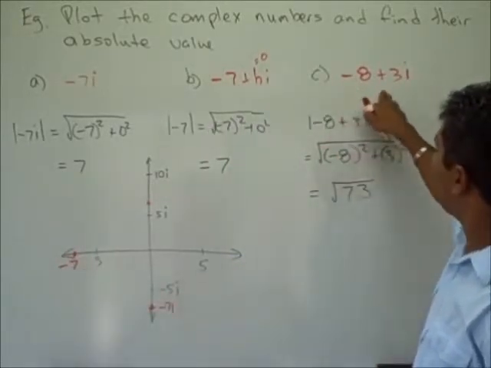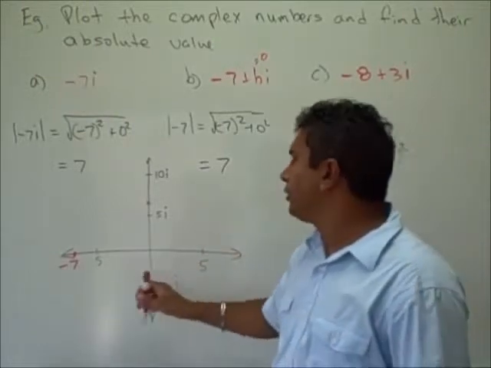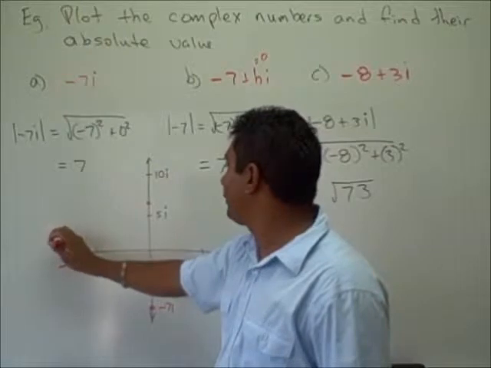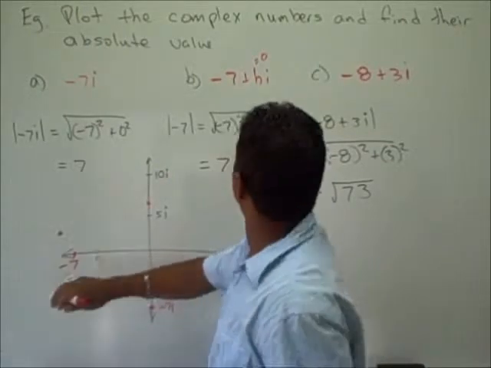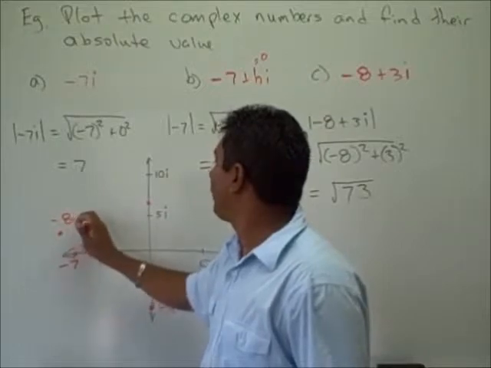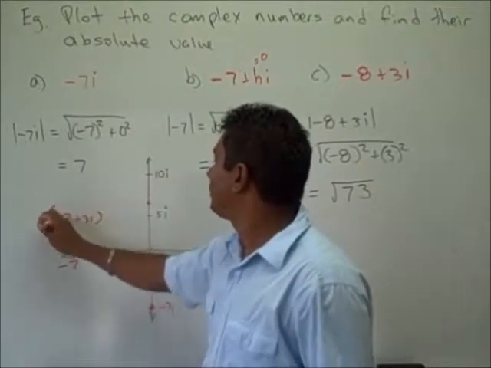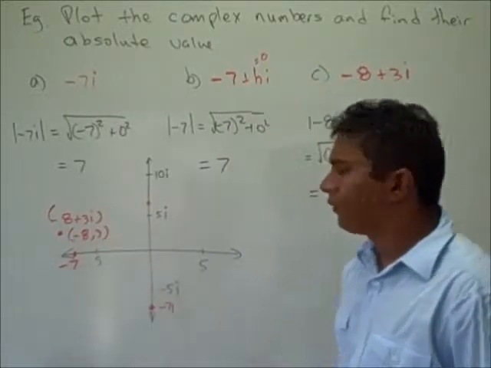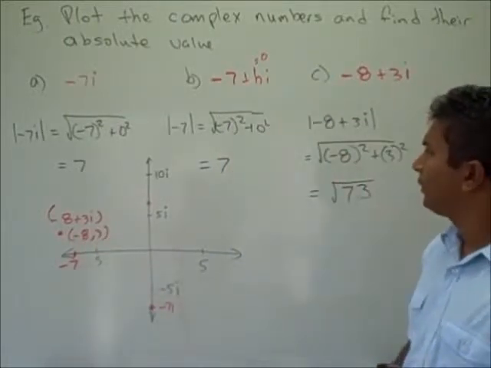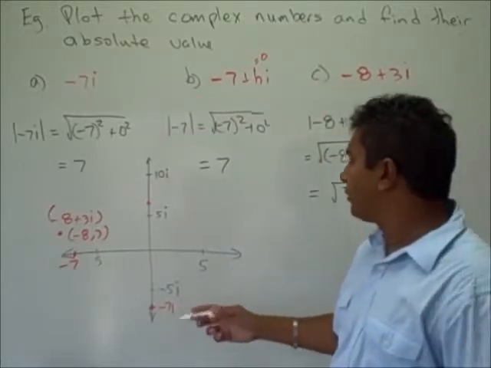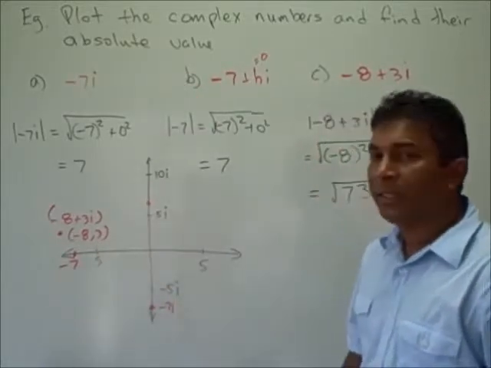And here we have negative 8 and a positive 3i. So this is negative 7, negative 8 approximately here, and 3i maybe here. So here we have negative 8 plus 3i, or just negative 8 and 3. So here we have found the absolute value of these three complex numbers, and we've also plotted them on our complex plane.